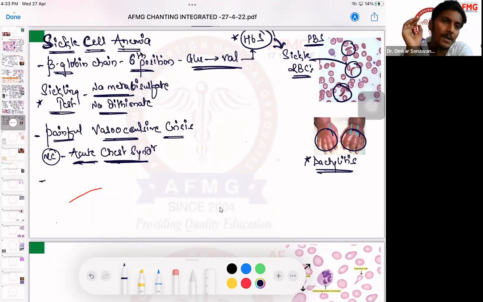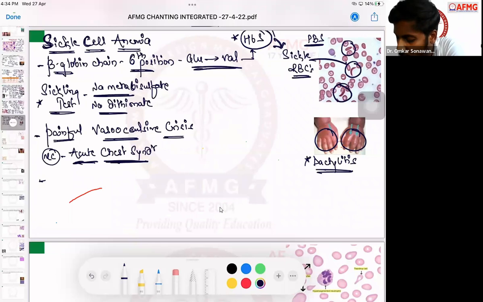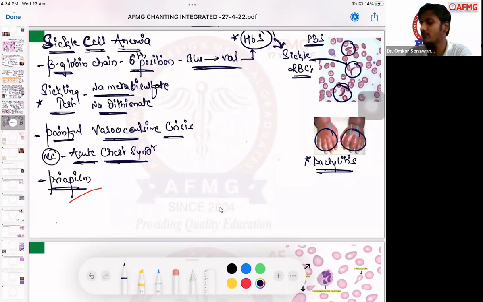Then there would be a painful persistent penile erection lasting for more than 4 hours, if the penile blood vessels are blocked. This is an important question from surgery and medicine as well. A painful persistent penile erection lasting for more than 4 hours is called priapism. That can also be one of the vaso-occlusive crises in the patient. No issues with this. Now what can happen?